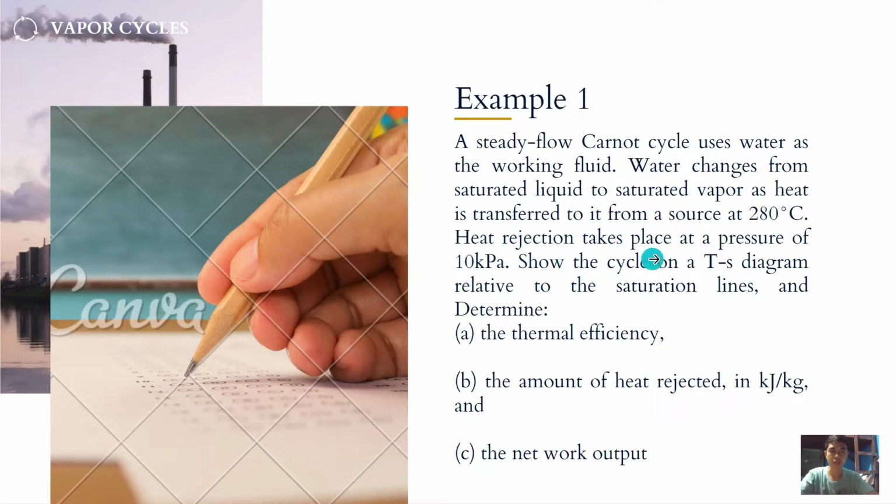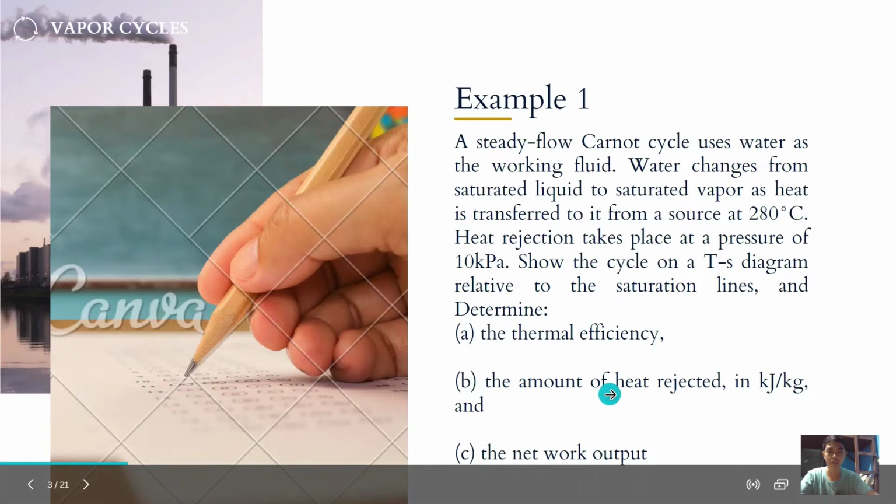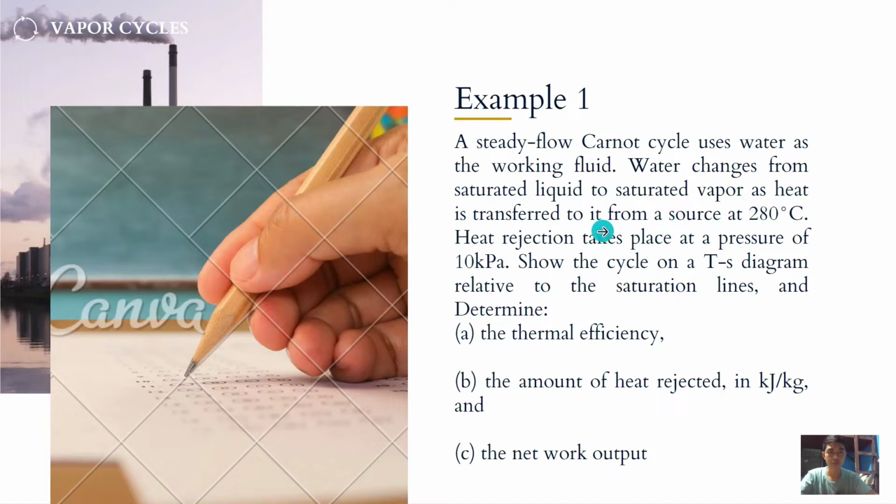Heat rejection takes place at a pressure of 10 kPa. Show the cycle on a TS diagram relative to the saturation line and determine the thermal efficiency, the amount of heat rejected in kilojoules per kilogram, and the net work output. So the heat source is given at 280 degrees, and the heat rejection at 10 kPa, in the condenser, from 3 to 4.